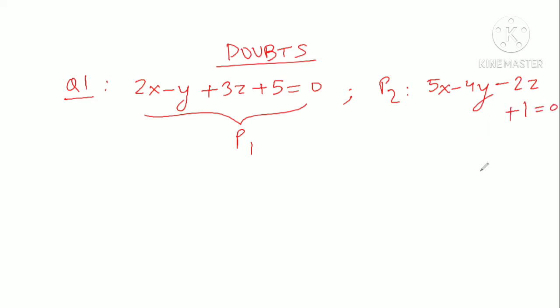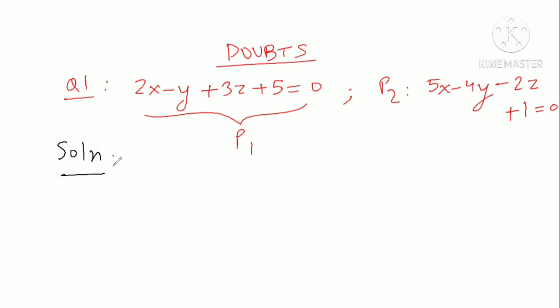This plane is rotated through 90 degrees about its line of intersection with the plane 5x minus 4y minus 2z plus 1 is equal to 0. Determine the equation of the plane in the new position. So we have to determine the equation of the plane after rotation. Okay, so let's start. Let's write the solution.